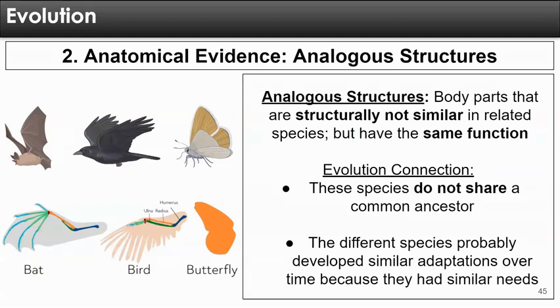Now, how does this support evolution? The presence of analogous structures shows us that these species do not share a common ancestor, and that the different species probably developed similar adaptations over time because of where they live. So they don't have a common ancestor, but because they all have the similar need to fly, over time, the species have adapted and evolved in order to meet the needs of their environment. So they all function the same in being able to fly.